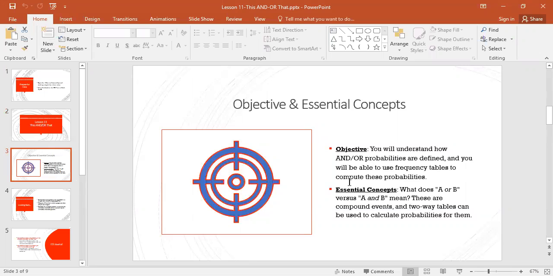So our essential concept, what's going to be the takeaway of our lesson for today, is: what does A or B versus A and B mean? When I say A or B, I'm talking about an outcome, an event. So event A or event B, or event A and event B. This is like saying, what's the probability of pulling out a red marble and a blue marble? Or what's the probability of pulling out a red marble or a blue marble, right? So in the marble sense, it's very basic.